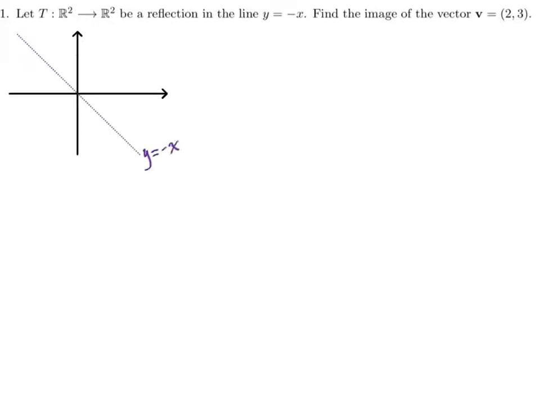So first of all, there's the line y equals negative x. It goes through the origin, has slope negative 1. If we take one of the standard basis vectors, so let's take E1. E1 is sitting on the horizontal axis, and we're going to reflect it across this line y equals negative x. So it goes down and ends up landing on the vertical axis, but it's going in the negative direction. So T of E1 is 0, negative 1.